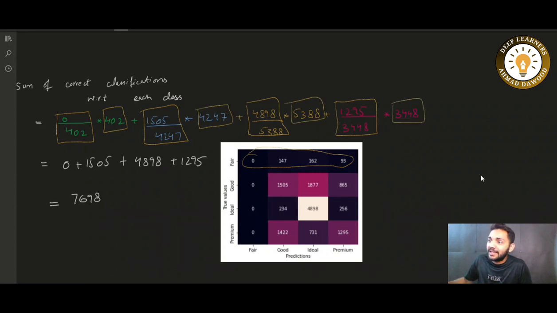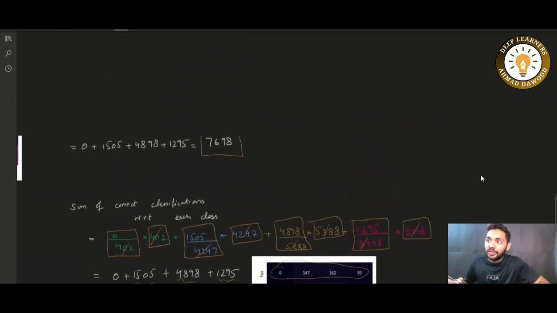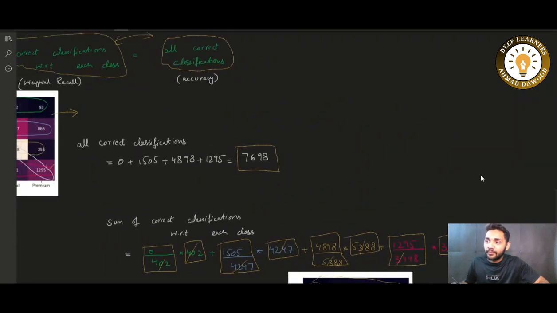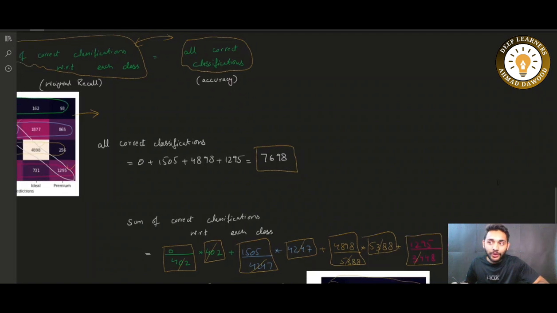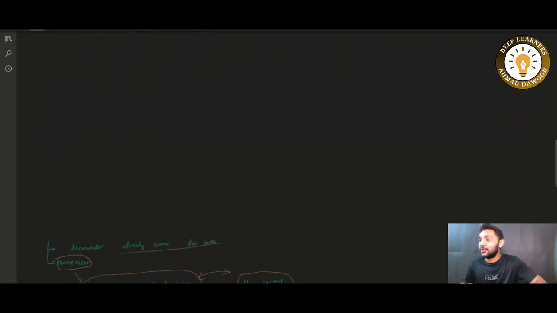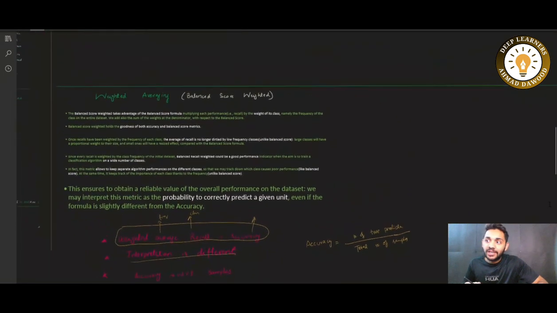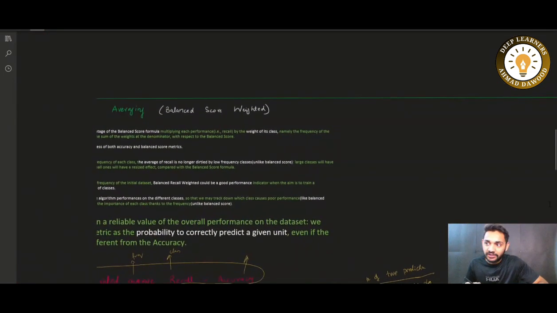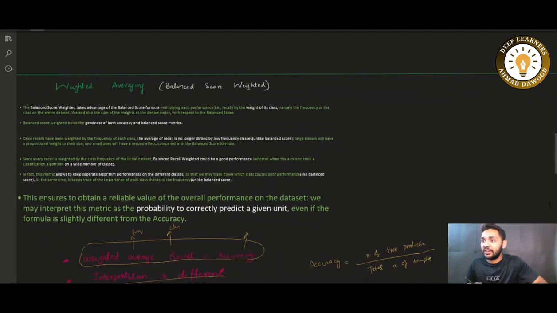Here you get the point that your frequencies are cutting off the denominators, and you are actually getting the scores, the true classifications with respect to each class, and when you sum them up it will equal 7698, the same as the denominator of accuracy. So here is another interpretation you got: the weighted average recall is actually the same as the accuracy, but their interpretation, their intuition, is different.